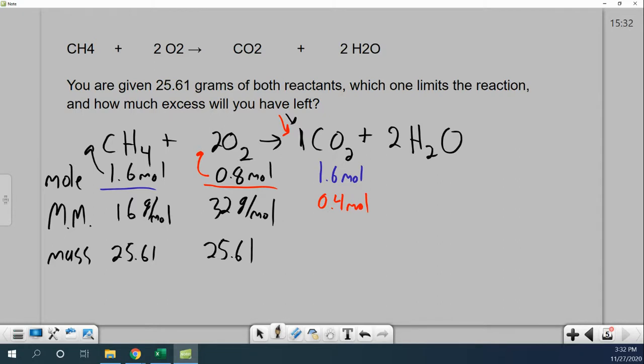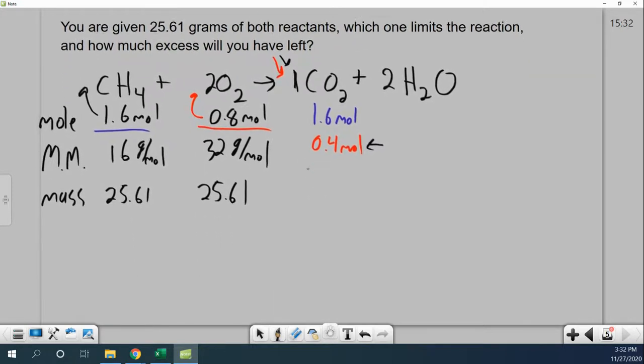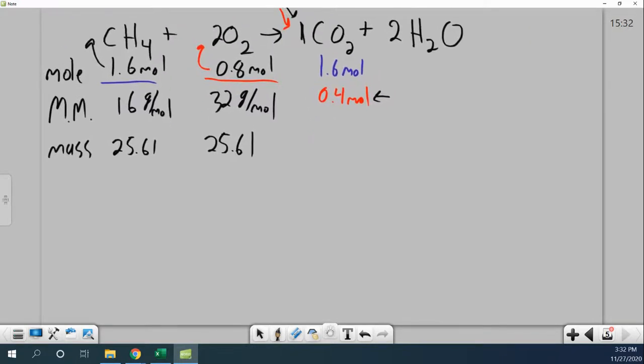So which one is limiting? My red one's going to be limiting, my oxygens. Oxygen is definitely my limiting reactant. So that tells me, all right, if oxygen is my limiting reactant, normally I'd set up another mole table to show everything out. Actually, I could show them another one. I'll just do this. Yoink. Now I have more room.